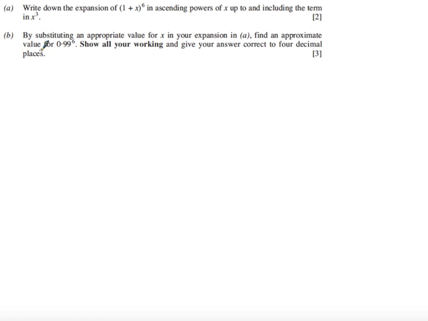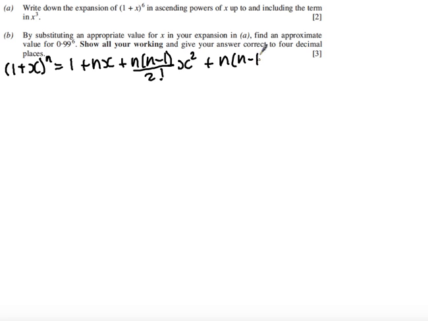Write down the expansion of 1 plus x to the power of 6 in ascending powers of x up to and including the term in x cubed. So binomial expansion, the form of this that we wish to use is (1 plus x) to the n equals 1 plus nx plus n(n minus 1) over 2 factorial x squared plus n(n minus 1)(n minus 2) all over 3 factorial x cubed plus dot dot dot.